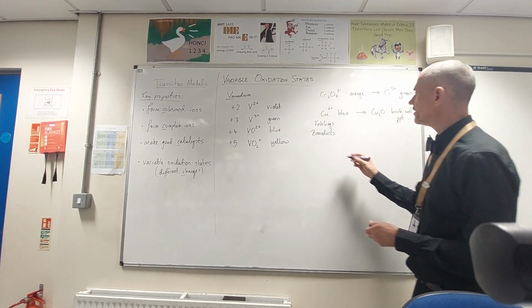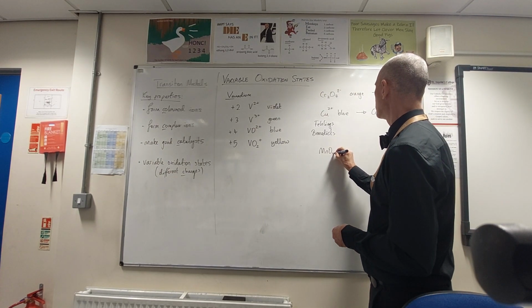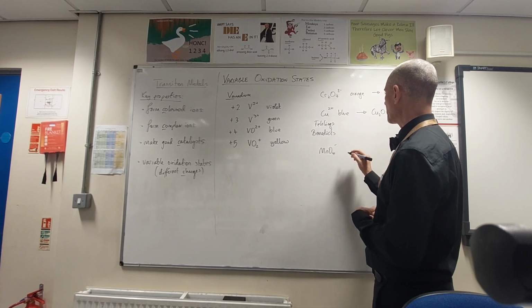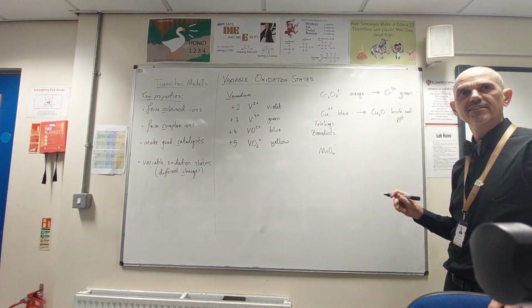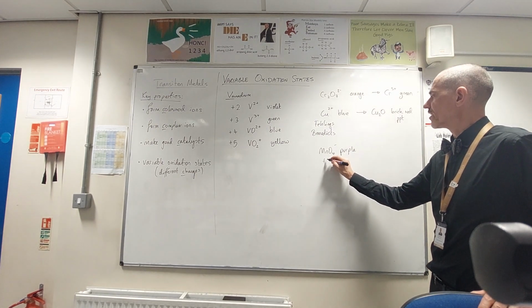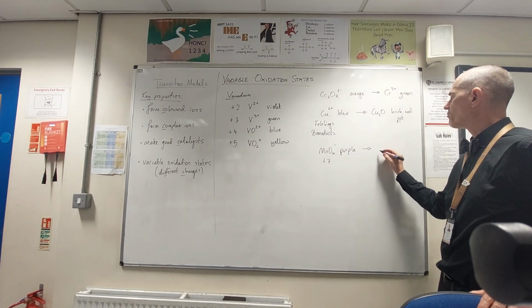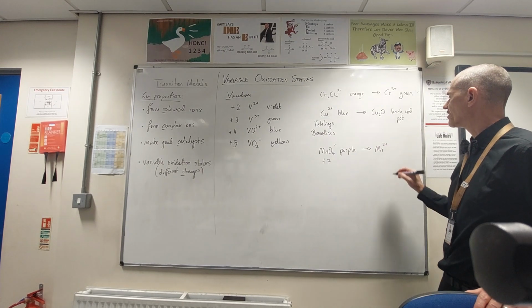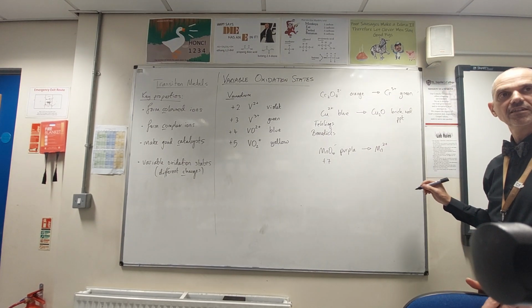Something else we can use to test for solutions is permanganate. What colour is permanganate? Purple. Or we should call it manganese 7, really. It's the +7. And then we reduce that in acid conditions to Mn2 plus.